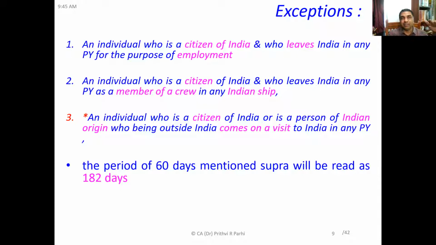For example, an individual who is a citizen of India and leaves India for the purpose of employment, or a citizen of India who leaves India as a crew member of an Indian ship, or a citizen of India or a person of Indian origin who, being outside India, comes to India on a visit. In these situations, the 60 days term has to be replaced with 182 days. That means 60 days will be read as 182 days in these situations.